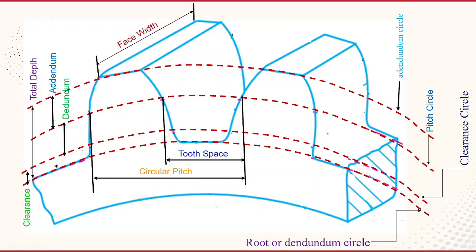And you can see the top, that is the face width, and the top portion is called the top land. Now you can see that the entire surface of the tooth is divided into two surfaces. From almost the pitch circle, the surface above is called the face and below is called the flank. And the distance we are measuring along the pitch circle for one tooth is known as the tooth thickness.